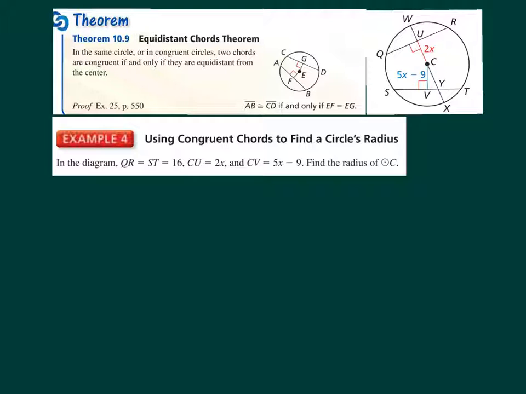Okay, so our first step is to find 2x. We're going to let 2x be equal to 5x minus 9.